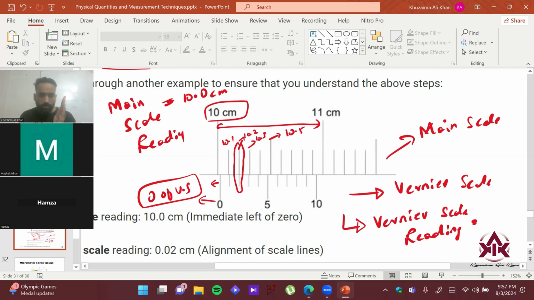So this is basically 0 till 10 over here. So this gives you second decimal place. So this will be basically 0.02. So your vernier scale reading is 0.02 centimeter. Does that make sense?